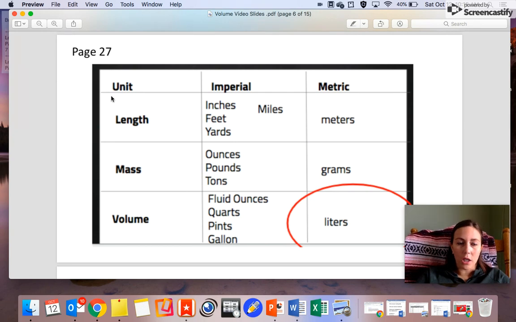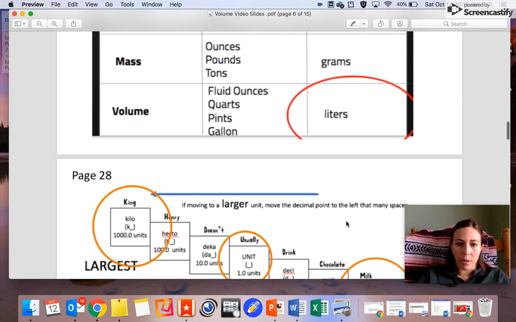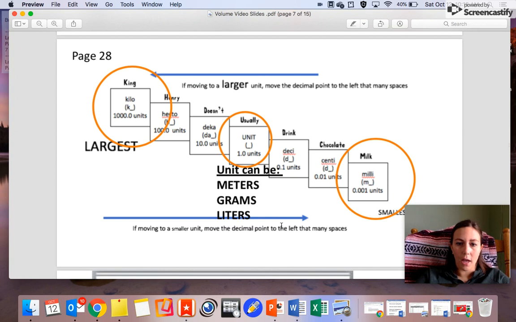You have this page on page 27. So our 3 units that you're going to know everything about is metric. So our volume, we're going to be talking about liters. And again, everything's going to be out of a base 10. So remember, we have this whole spectrum of these units that we can talk about: kilo, hecto, deca, whatever the unit is, deci, centi, and milli. But we're only talking for volume. We're going to talk about kiloliters, liters, and milliliters.